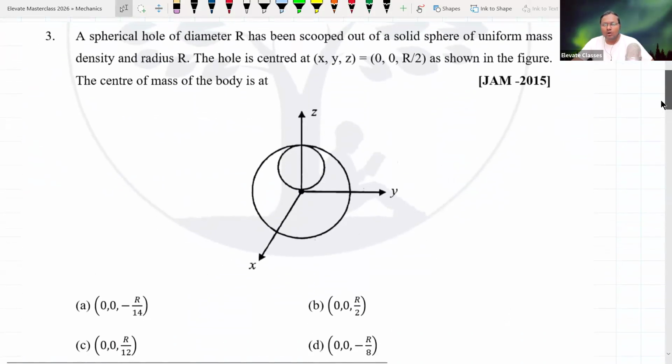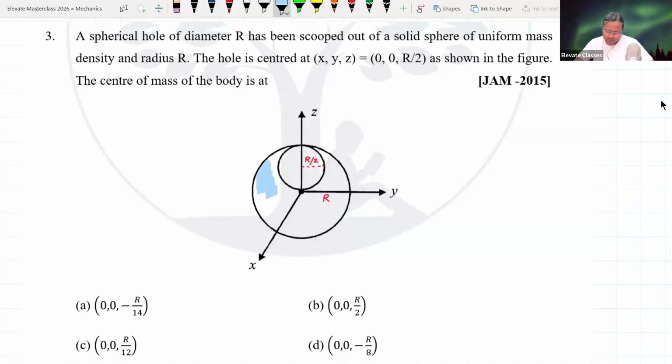A spherical hole of diameter r has been scooped out of a solid sphere of uniform mass density and radius r. तो ये आपका r हो गया और ये कितना हुआ r/2. The hole is centered at (x, y, z) = (0, 0, r/2) as shown in the figure. What is the center of mass of the overall system? Try करना चाहोगे? What is the center of mass of the final configuration?